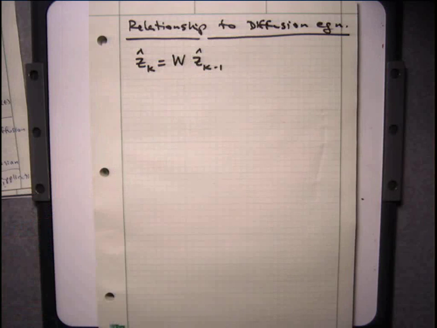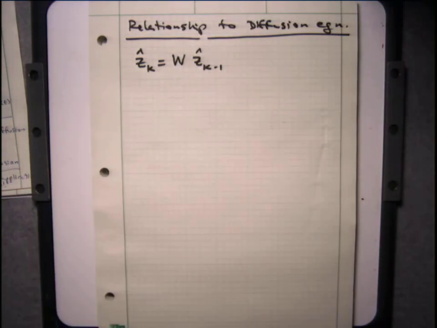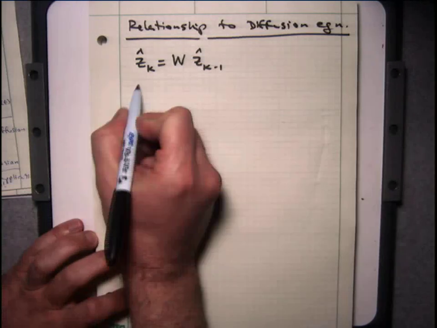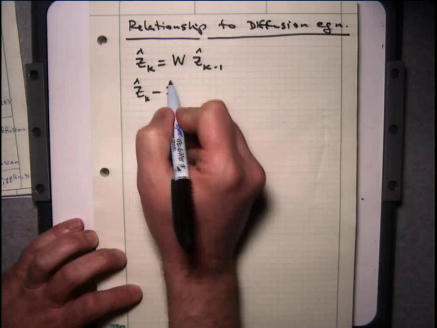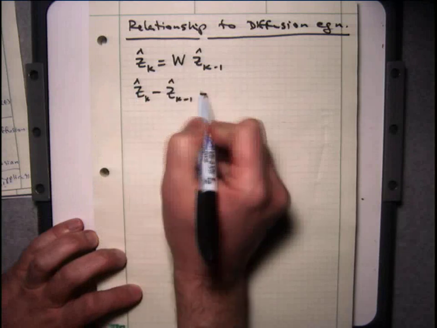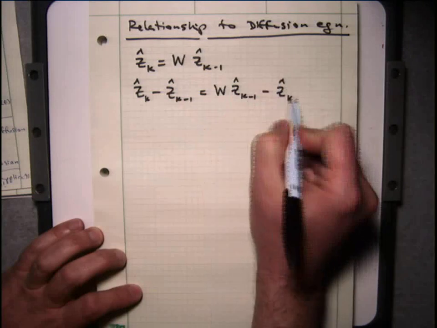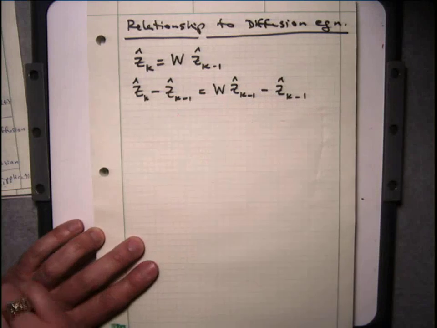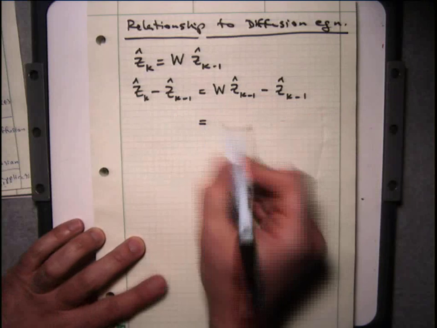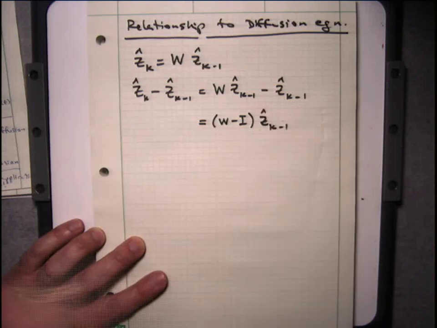And the idea here, in order to turn this into something that looks like a diffusion equation, is to do a couple of simple algebraic manipulations. So I'm going to subtract z hat k minus 1 from both sides of this. Okay? So just subtracted this from both sides. Then this right-hand side is w minus the identity times z hat k minus 1. Okay?